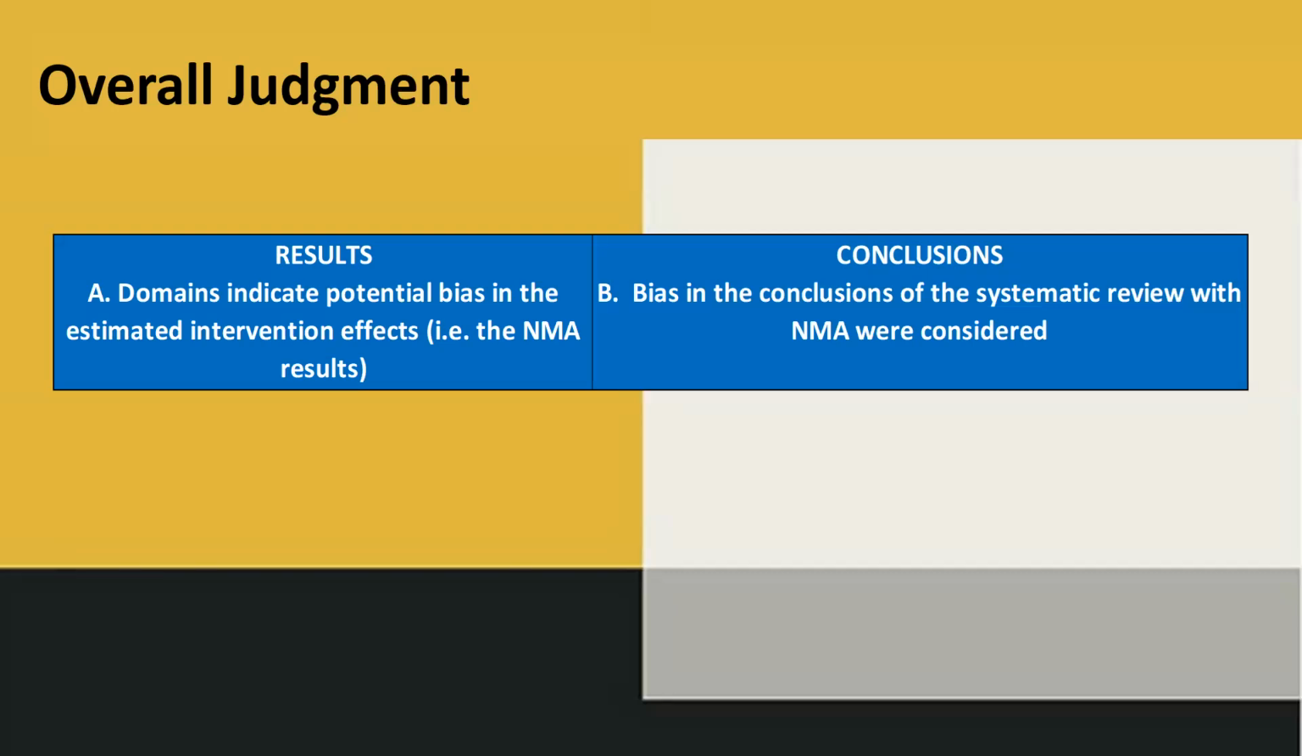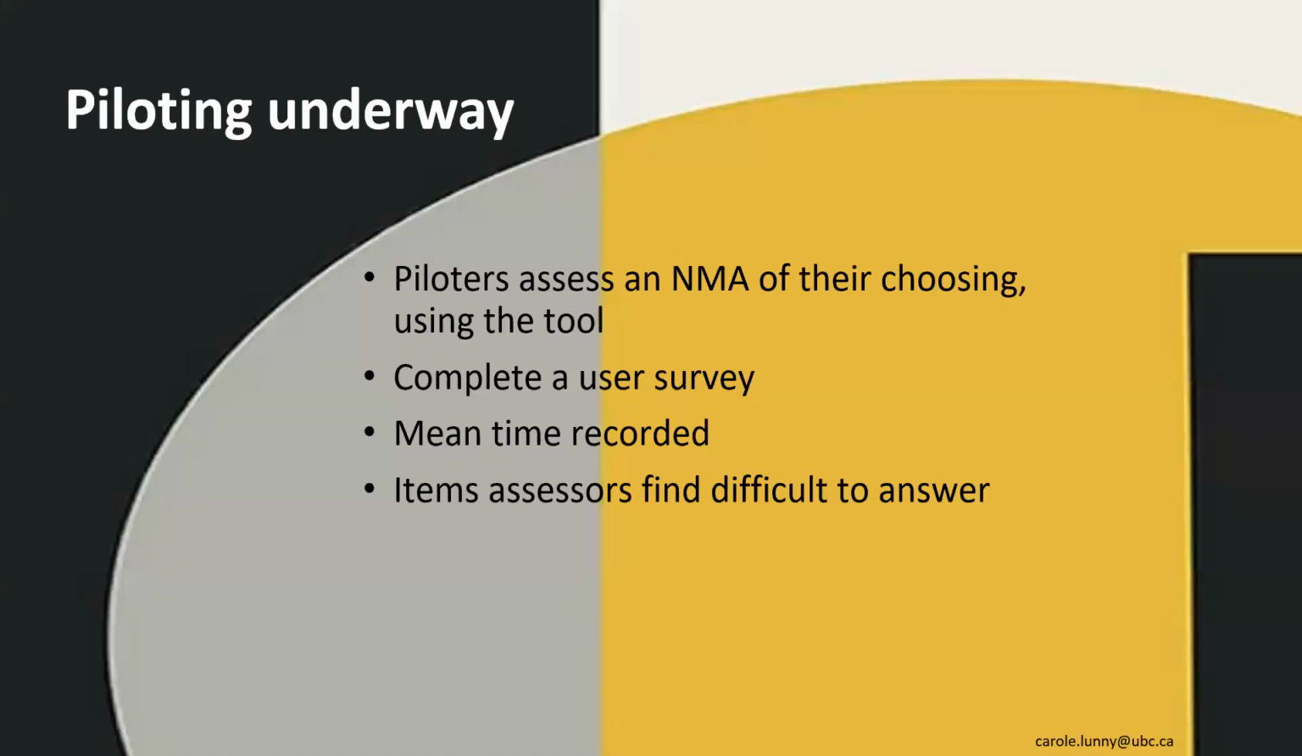So here I'm just going to repeat again. Assessors could be interested in whether the results of one specific NMA are at risk of bias. For example, they might be just interested in one network related to one outcome and one estimate. But they also might be interested in the overall conclusions made by the authors. Which of these someone is interested in will depend on the purpose of the bias assessment and whether they're using the results, or both. Yeah, that's about it.